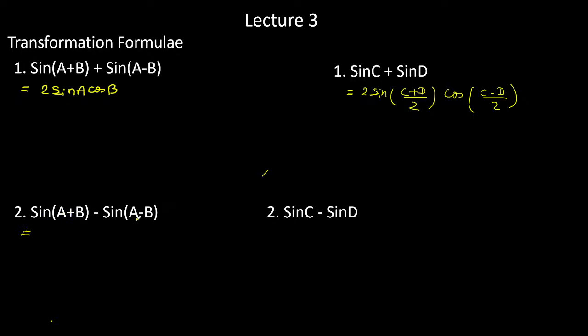Similarly, it is sine A plus B minus this. So in this case, if it is minus, we got 2 cos A sine B, and in this case we have 2 cos C plus D by 2 sine C minus D by 2. Okay, so these are the formulas.